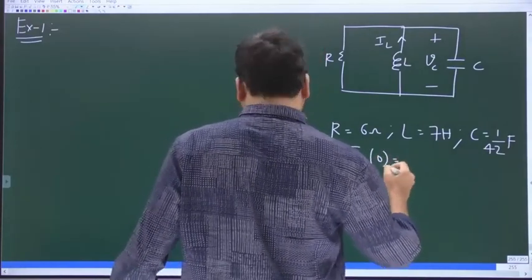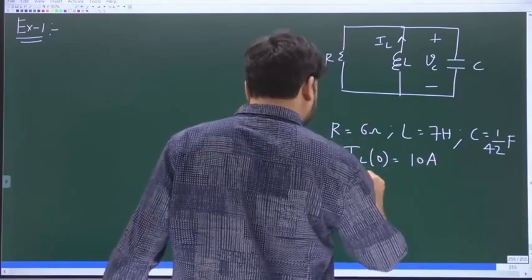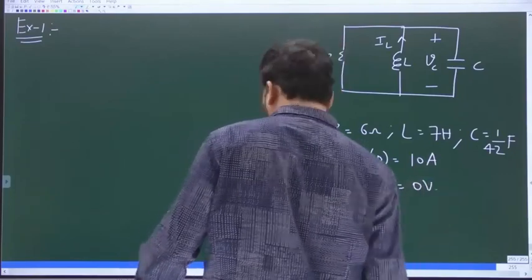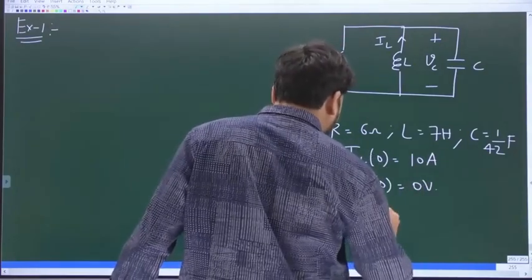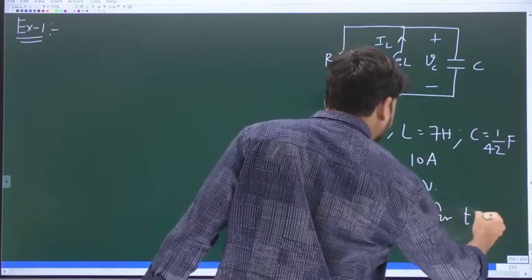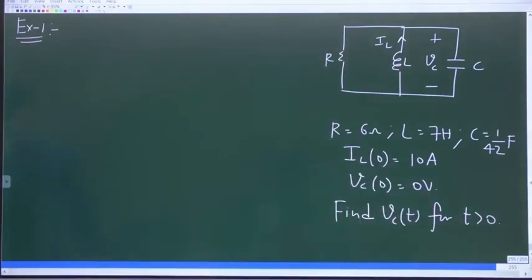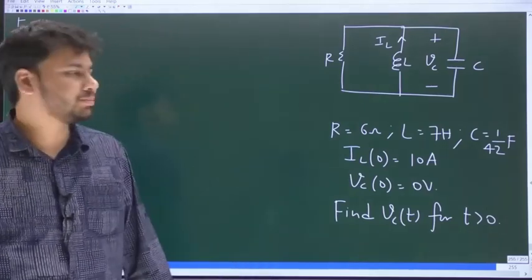IL of 0 is 10 amps, and VC of 0 is 0. Now the question is to find VC of t for t greater than 0.